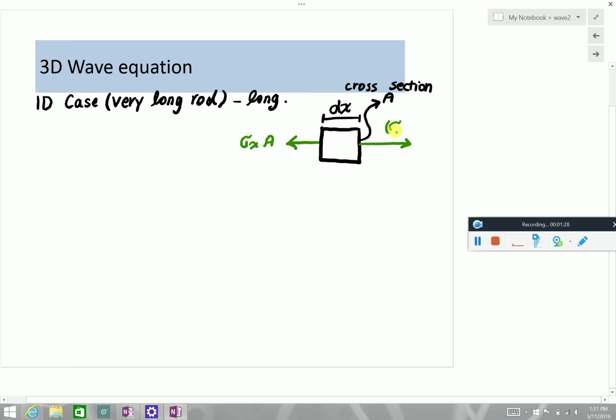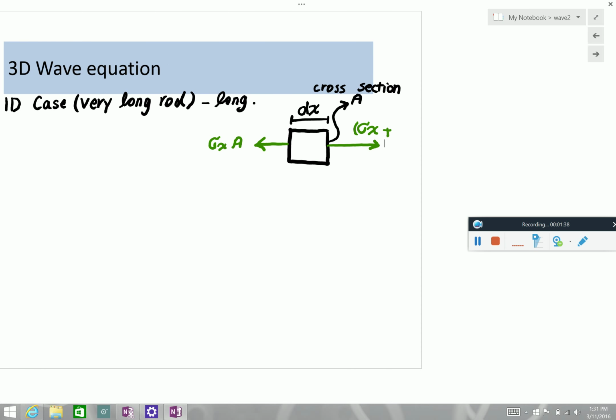And on the other side, we write it in the most general form. So to the left, if it is sigma x, to the right, it would be something different. So we write this difference generally in the form of sigma x plus the change in sigma x in the direction of x, right? And this will be multiplied by A.